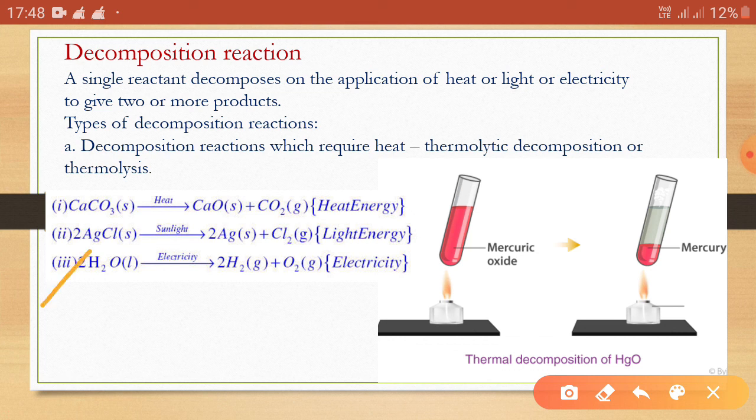And the third example is, if we use electricity in water, then the water gives us H2, hydrogen, and O2, oxygen. So in the presence of electricity, these decomposition reactions happen. So this decomposition reaction is known as electrolysis. Okay, go to the next slide.